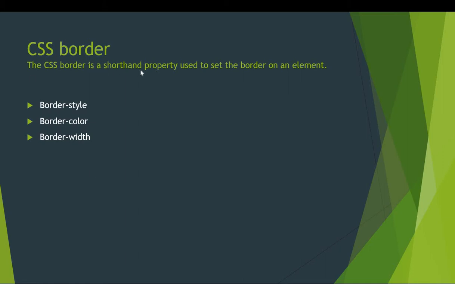The CSS border is a shorthand property used to set the border of an element. The element could be anything such as a paragraph or an image, or anything on which you want to apply the border. We can style the border, color the border and set its width. So first is the border style.